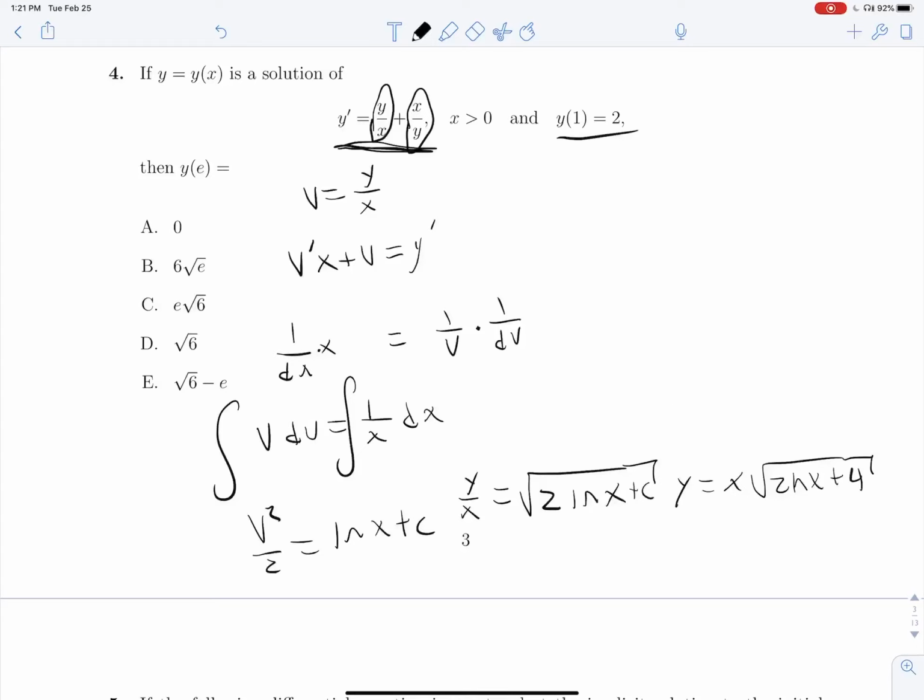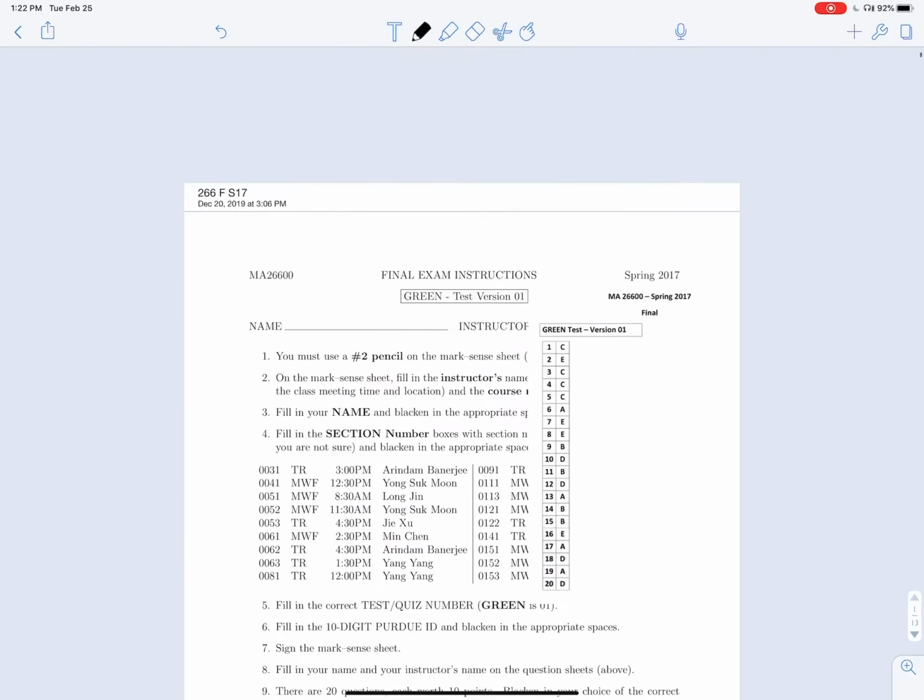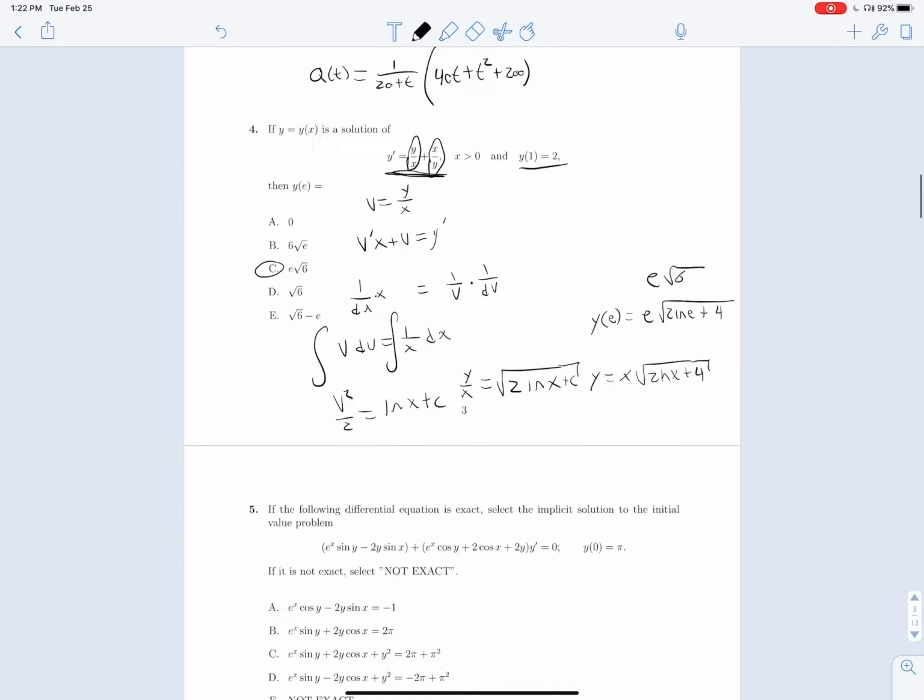And finally, we're looking for y at e. So this will be y at e is equal to e times the square root of 2 ln e plus 4. And ln e is 1. So we're left with e root 6. E root 6. Option C is our correct answer for 4.